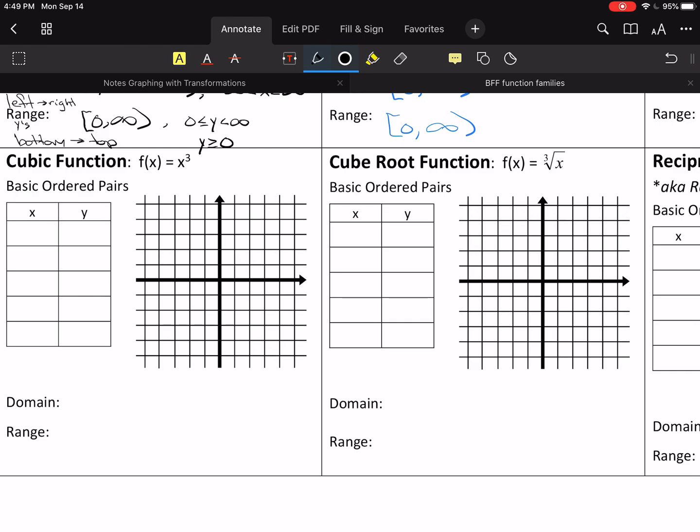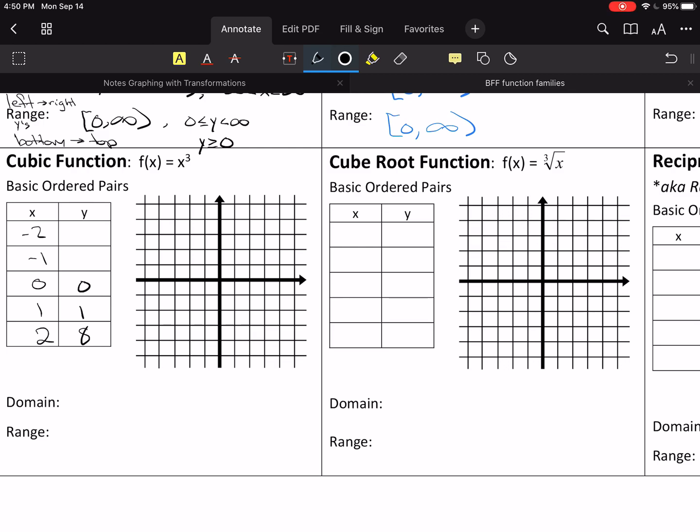So looking at the cubic function first, x to the third power, I'm going to start with 0, 1, 2, negative 1, negative 2. So plugging in 0, that gives me 0, 1, 1. 2 to the third power is 8. Now, the cool thing with cubic functions is that I'm now allowed to use negative numbers, right?